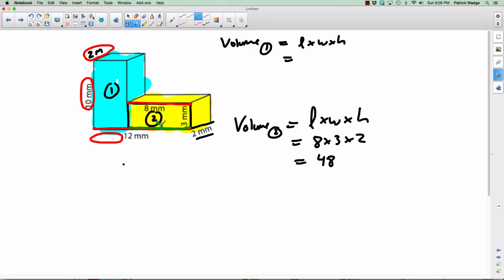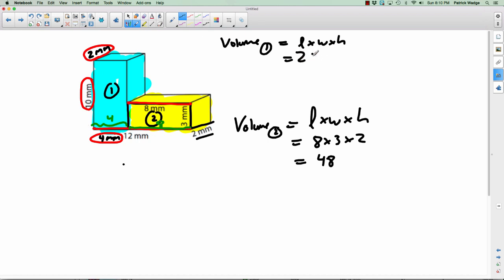So if it's 8 from there to there, how much has to be here in order to make it add up to 12? It must be another 4. 4 plus 8 makes the 12. So we know that this is 4 millimeters in here. So there's your dimensions, 2, 10, and 4.